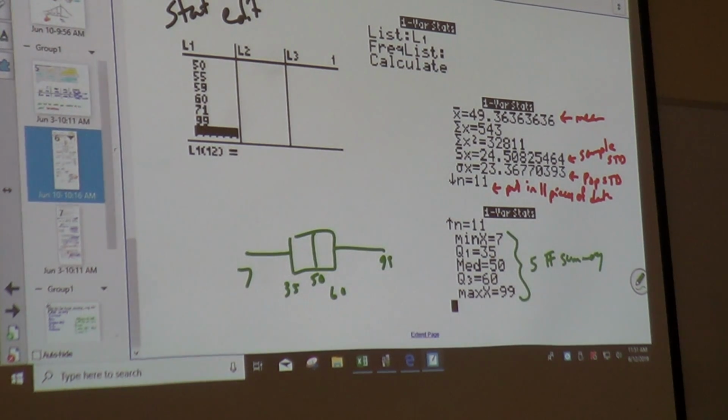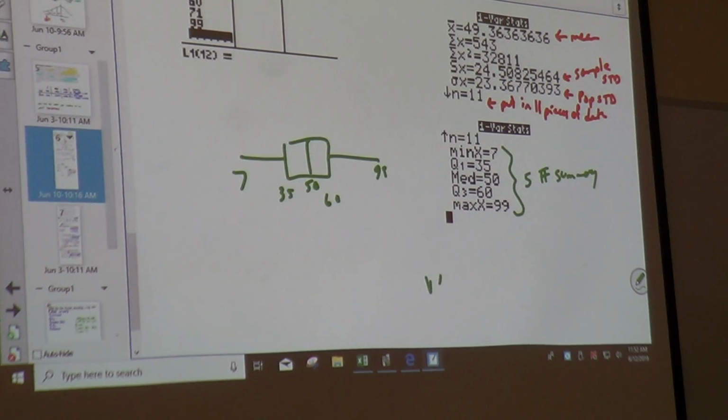How would I get my variance? If I ask you to find the variance, what would I do? I would square either that one or I would square that one according to which one I'm asking. How would I get the range? Max minus min.